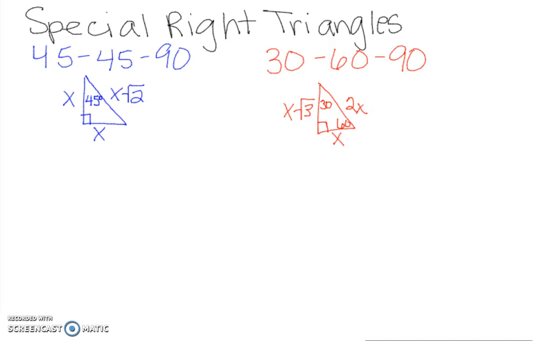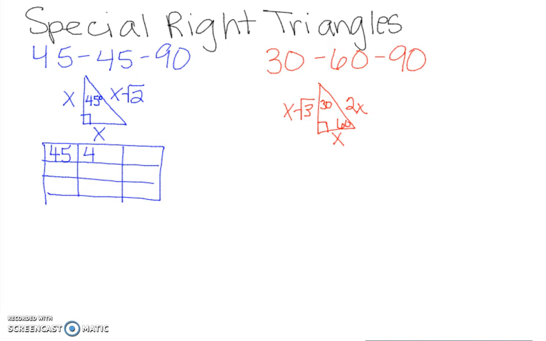Okay, I'm also going to have a graphic organizer associated with these. So I'm going to go ahead and draw that here. I'm going to have a 3 by 3 box, and in the top line is going to be the type of triangle, 45, 45, 90.